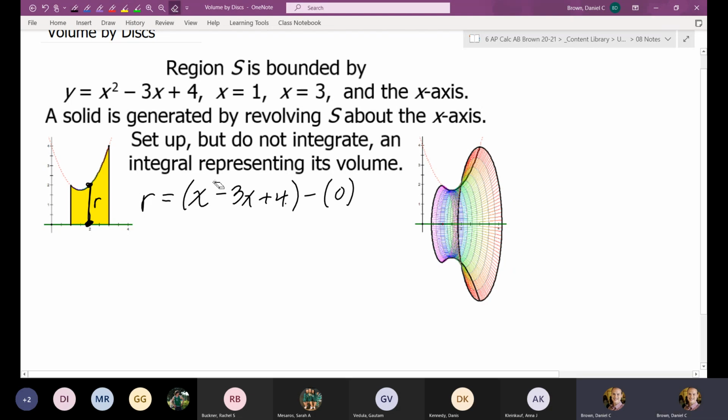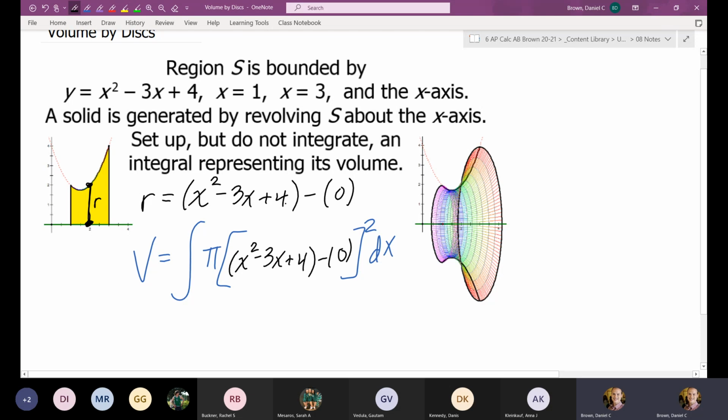X squared, not cubed. Thanks. And then we can just plug it into the volume formula. Well, again, volume is the integral of the area of a slice. What is the area of a slice? It's a circle, pi r squared. And we already said we were doing this with respect to dx. What was the r? It was the top function minus the bottom function.